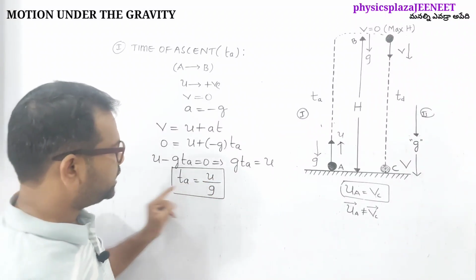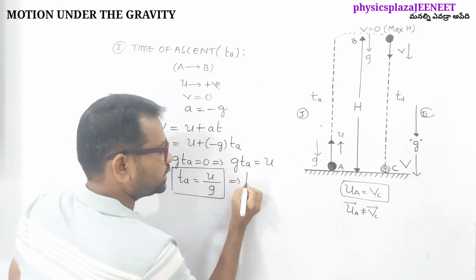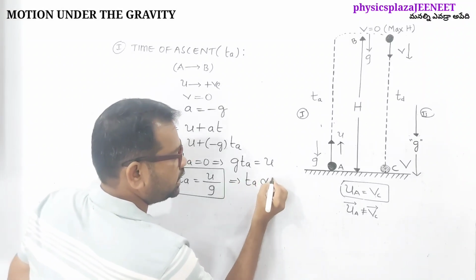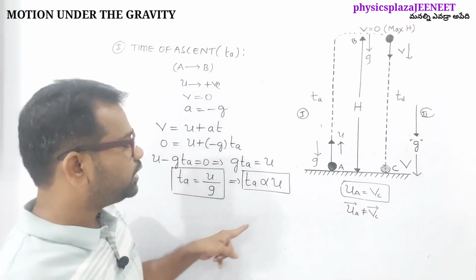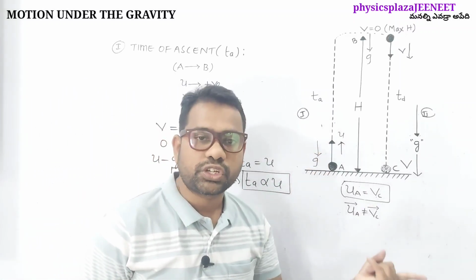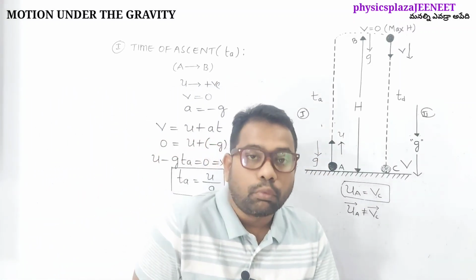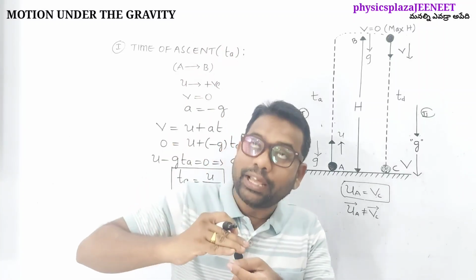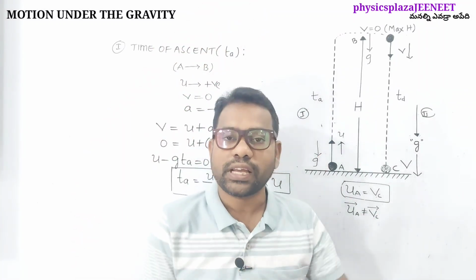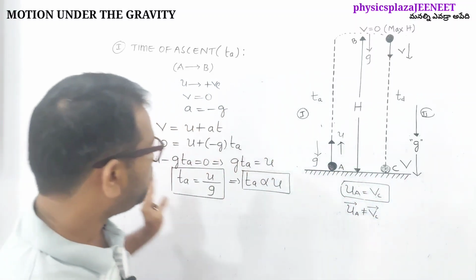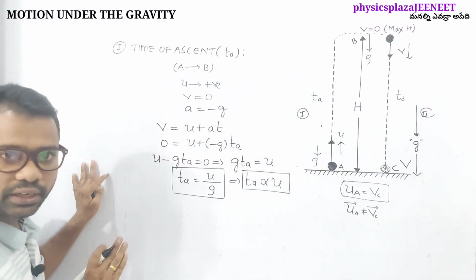If you notice, children, the time of ascent is directly proportional to the initial velocity, the velocity of projection. If you throw a ball with more velocity, obviously it takes more time to reach the maximum height. That time taken we call the time of ascent. Is the point clear, children? Okay?